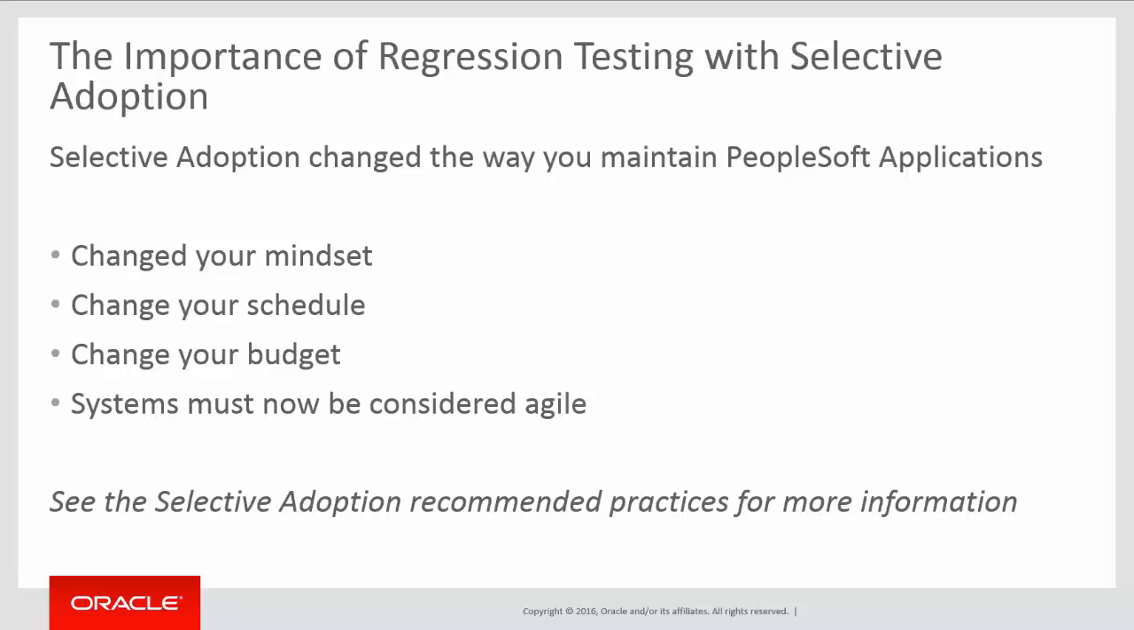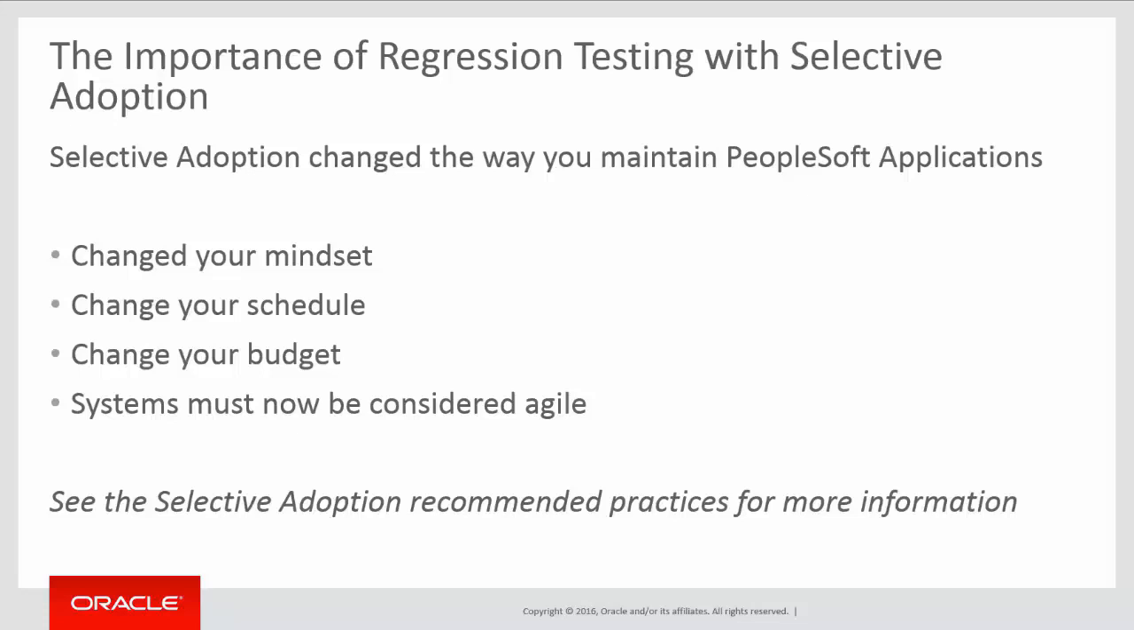The fact that this has changed and the customer is in control is significant. Many customers have grasped onto this and realized the potential that this gives them. They've changed their mindset about how PeopleSoft applications are maintained and now think of them as agile systems, being updated with new features and enhancements on a regular basis. They've adjusted project schedules and budgets accordingly and are constantly looking at ways to get more from this process.